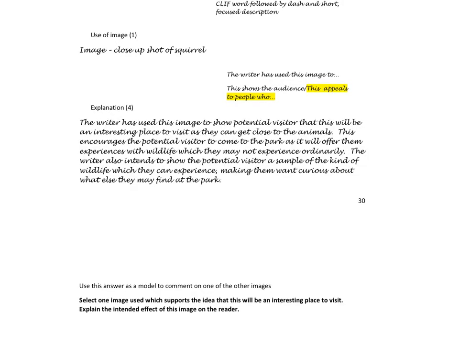So our first image is going to be the close-up of the squirrel. The writer has used this image to show the potential visitor that this will be an interesting place to visit as they can get close to the animals. That's why he's used a close-up. This encourages the potential visitor to come to the park as it will offer them experiences with wildlife which they may not experience ordinarily. Too many experiences in that sentence. The writer also intends to show the potential visitor a sample of the kind of wildlife which they can experience, making them curious about what else they may find at the park.